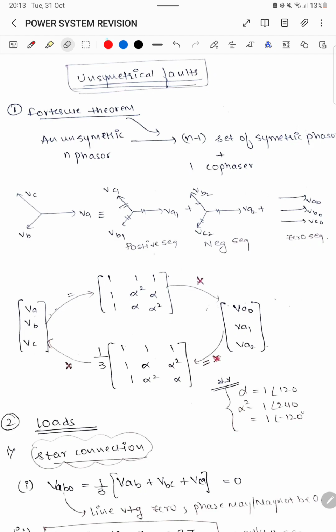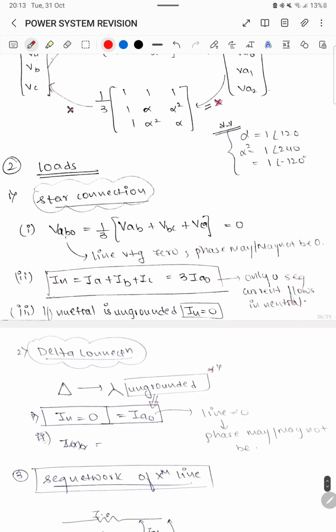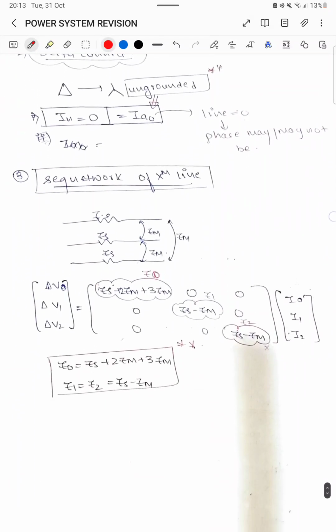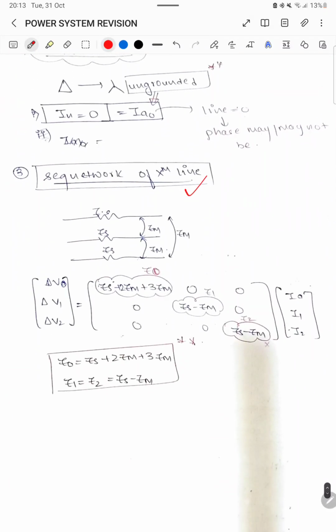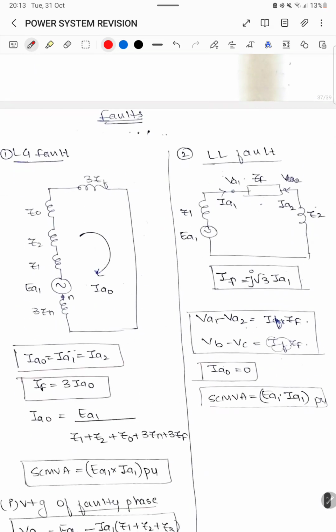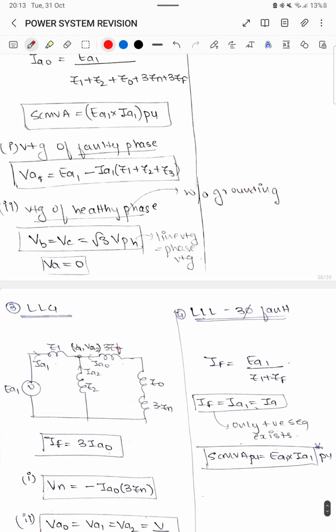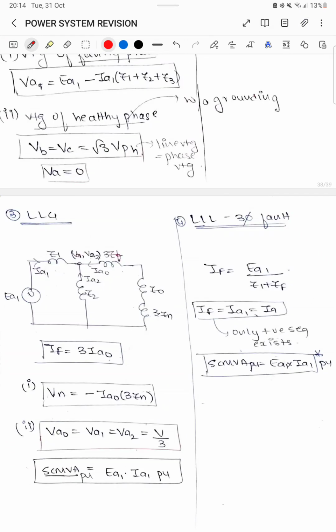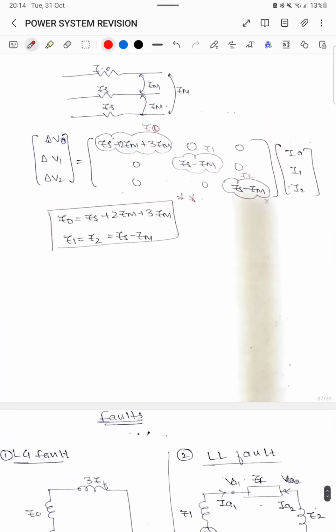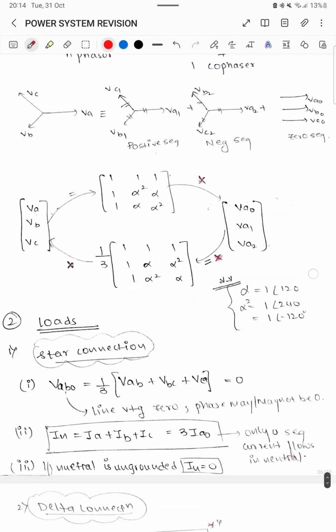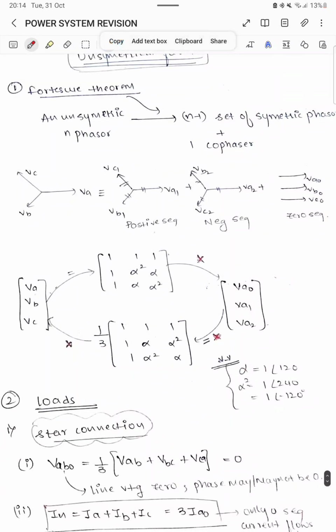Now today we'll be discussing Fortescue theorem. We'll be discussing some important points about star connected load and delta connected load. We'll be talking about the network diagram, the sequence network of a transmission line, and the circuits for LG fault, LL fault, LLG fault and three-phase triple L fault. Starting with the first topic, Fortescue theorem.